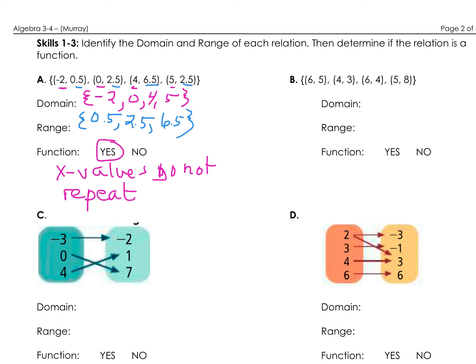So then what I want you to do is try B on your own. Pause the video, write out the domain and range, determine if it's a function, yes or no, and why or why not.